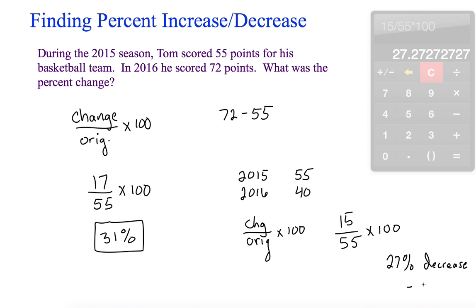Some people might write that as negative 27%. And there you go. Just follow that formula. Change divided by the original times 100, and that will give you the percent change.